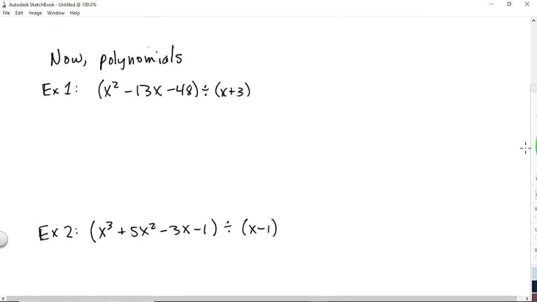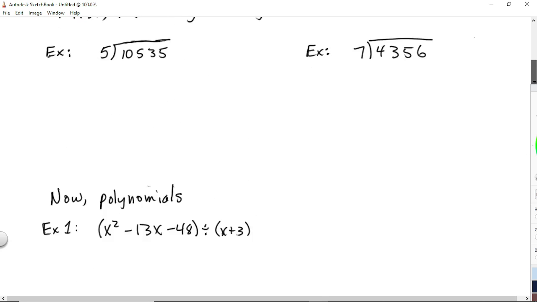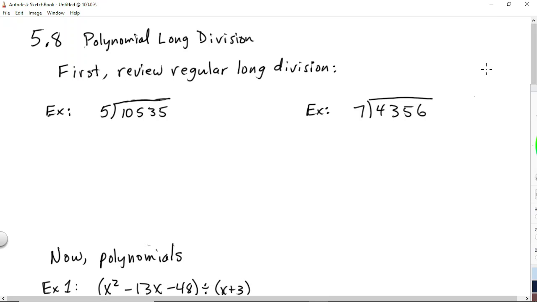So here are the examples we'll be doing. To do this, we use something called polynomial long division. This is a more complex process, but it's very similar to the familiar long division that we learned in grade school. First, let's look at a couple of examples of regular long division to refresh our memory of how it works. Polynomial long division works much the same way.